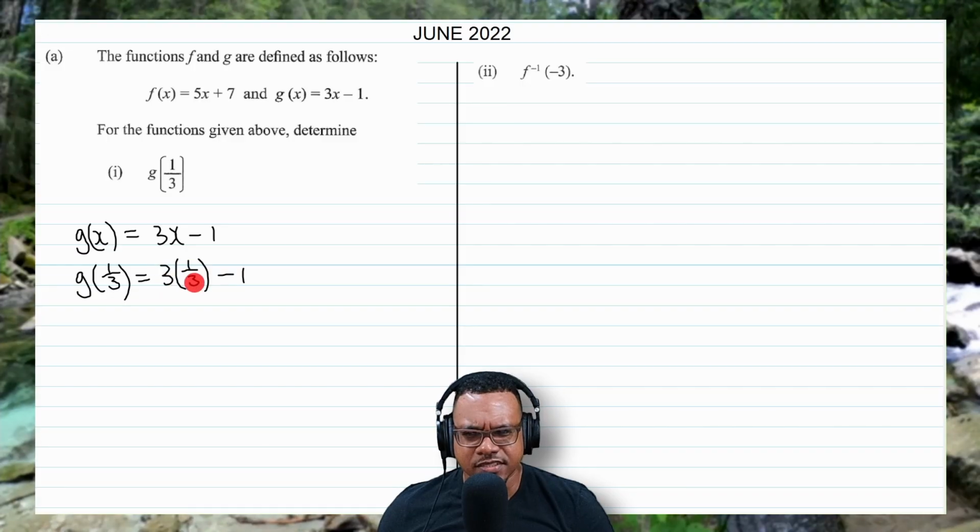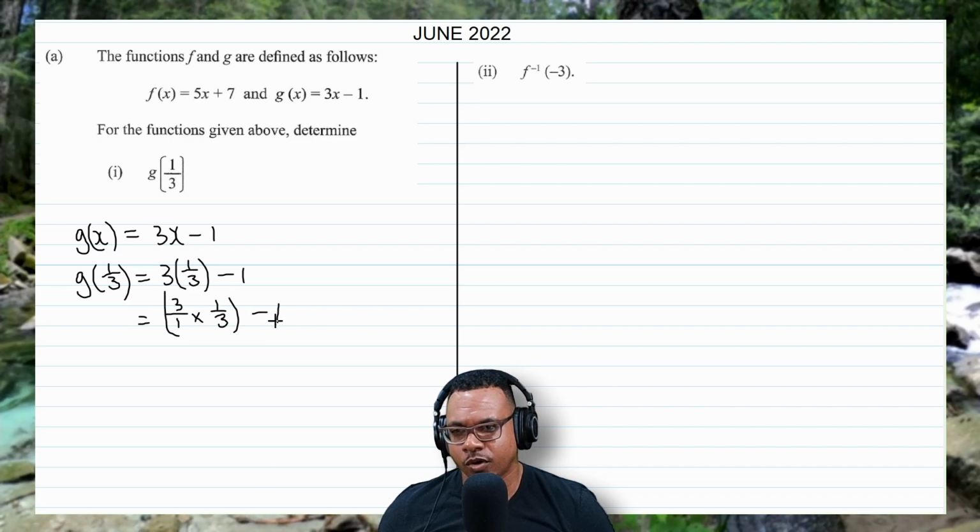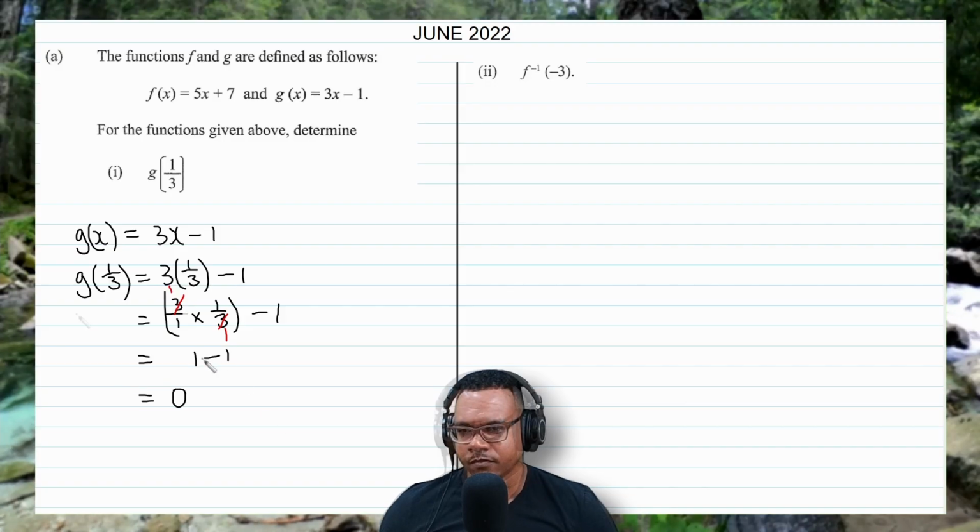So now this 3 times 1/3 simply means 3 over 1 multiplied by 1/3. So that will look like this. 3 over 1 multiplied by 1/3. And then we're going to take away 1. So we can clearly see that this 3 will cancel this 3. So we have 3 into 3, 1. And of course now we multiply across, right? So 1 by 1 is 1 and 1 by 1 is 1. So this whole thing will just give you 1. So what we'll get here is 1 take away 1, which will be equal to 0. This 1 came from here, and this negative 1 came from here.